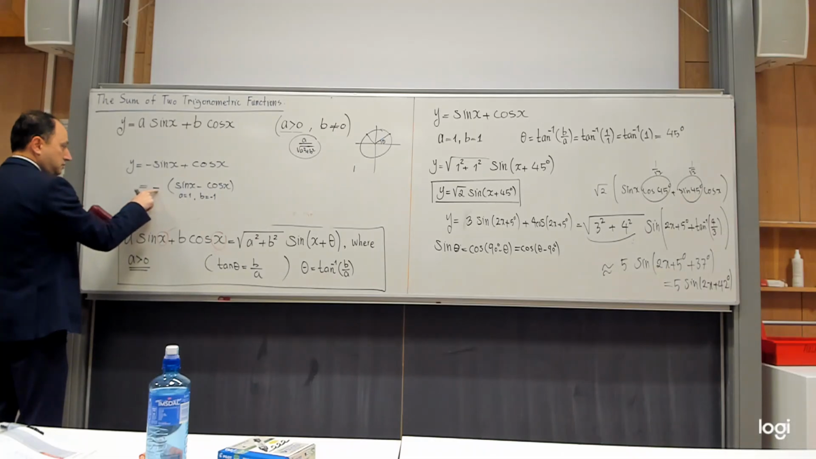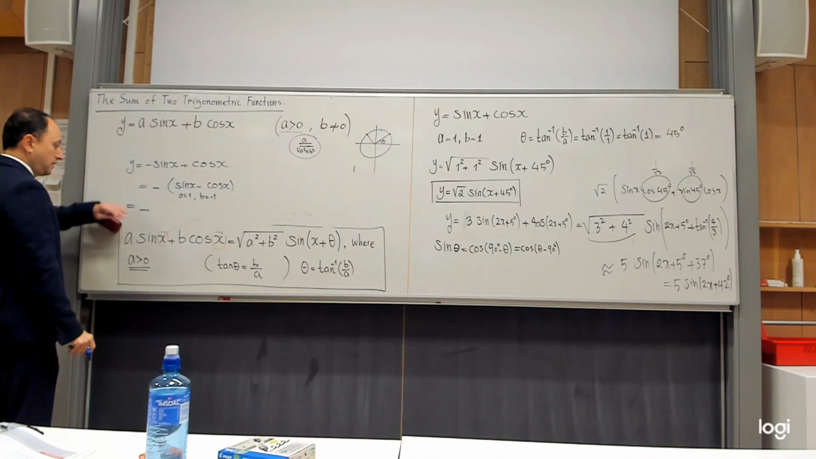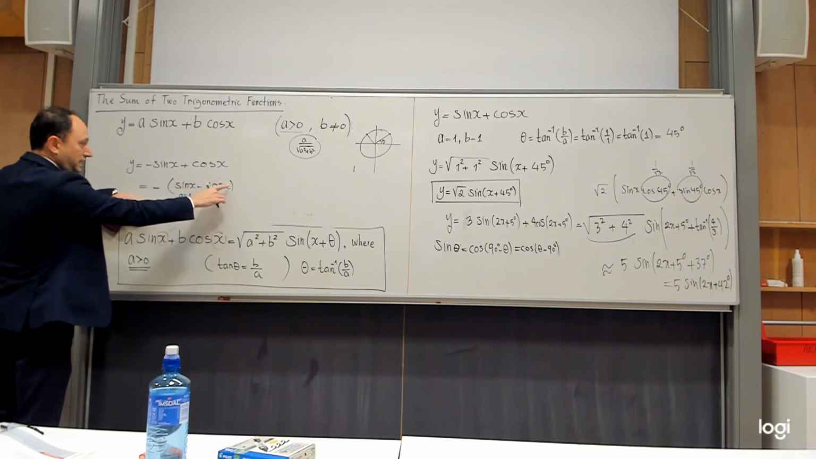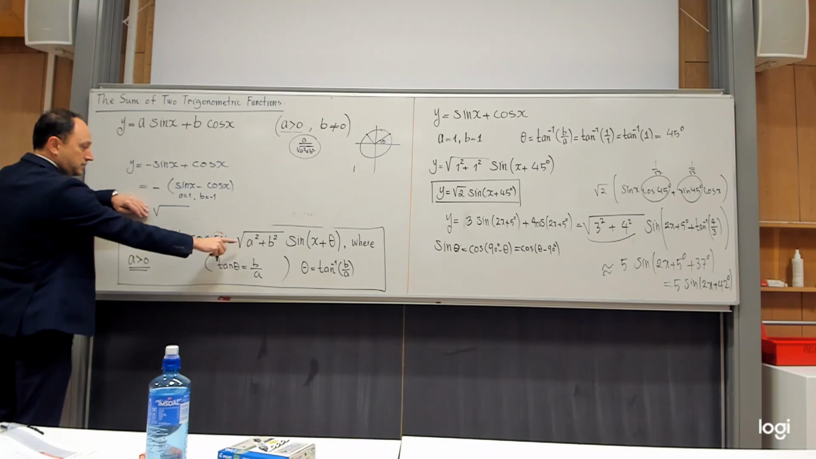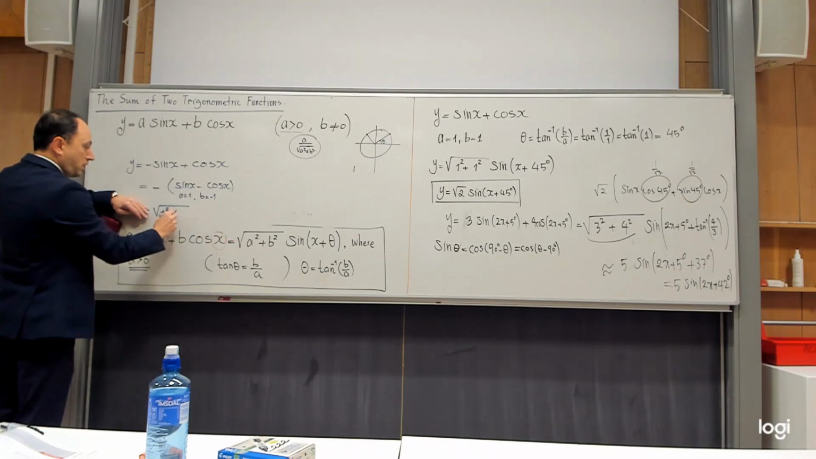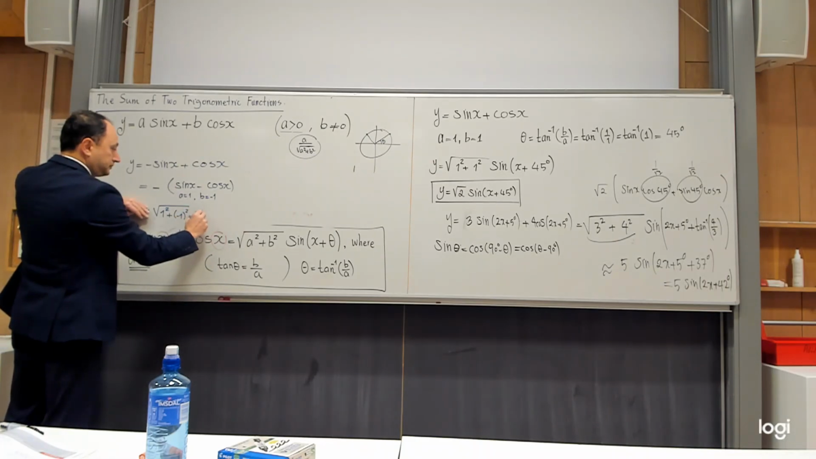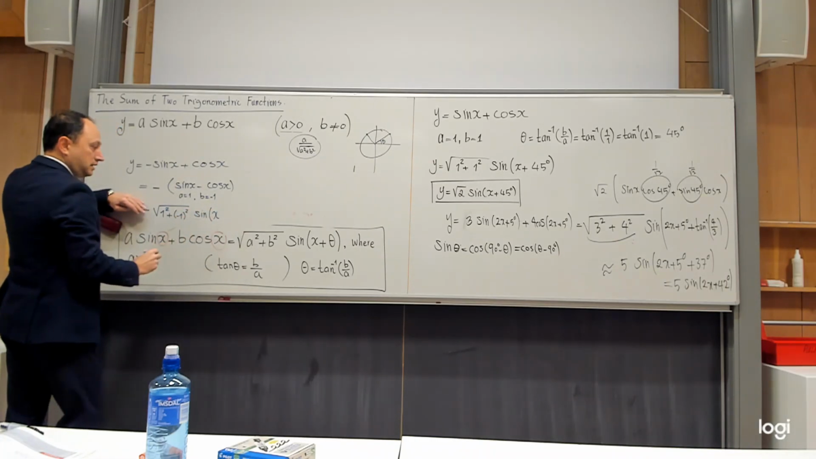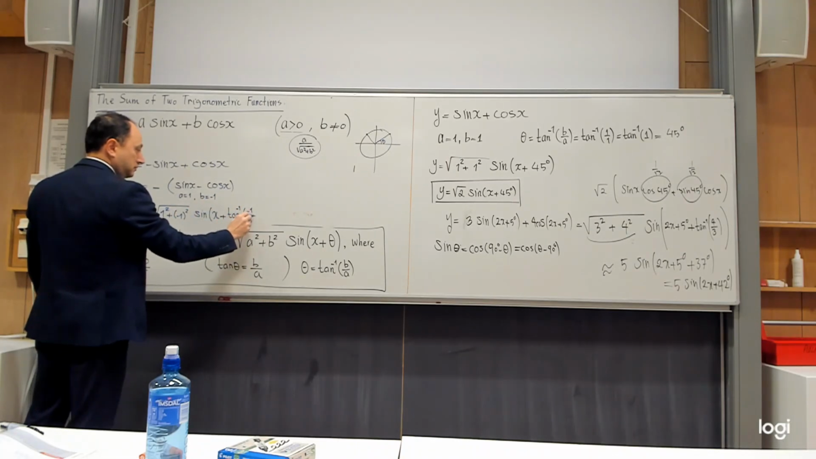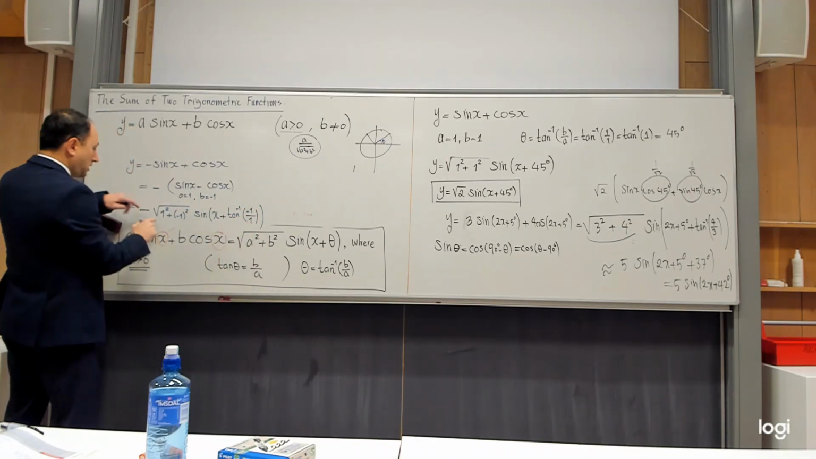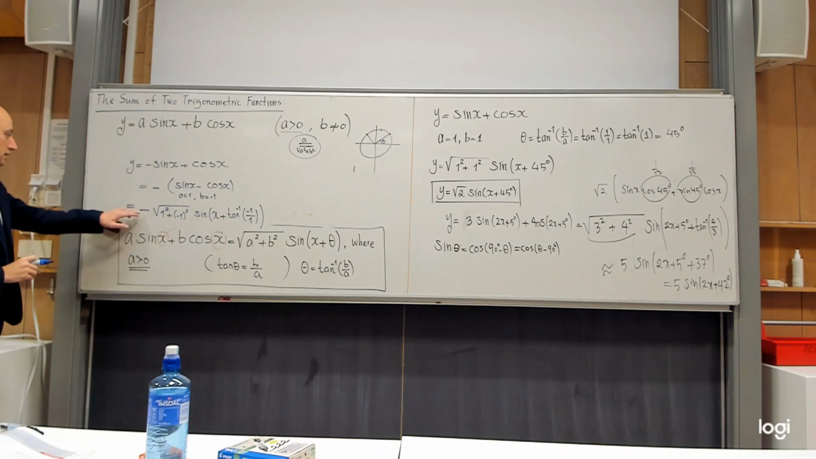So let me write. This minus sign is that minus sign. But forget about that minus sign. For the rest of it, I use this formula. So this becomes the square root of A squared, which is 1 to the 2, plus minus 1 to the 2, B squared. And then this becomes sine of x plus tangent inverse of B over A. And then I can just lift my hand and you see the minus sign. So that would be the formula.